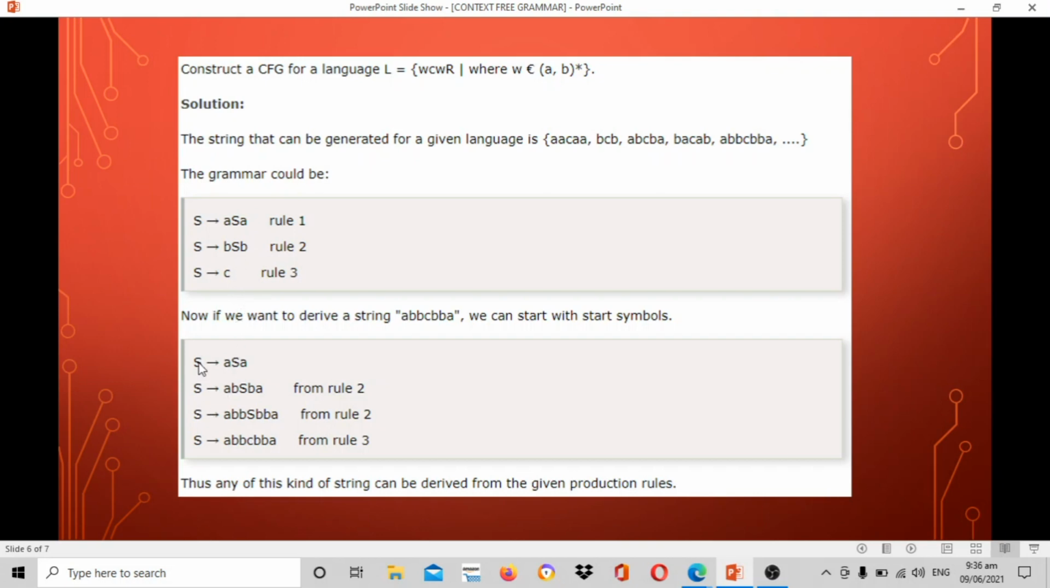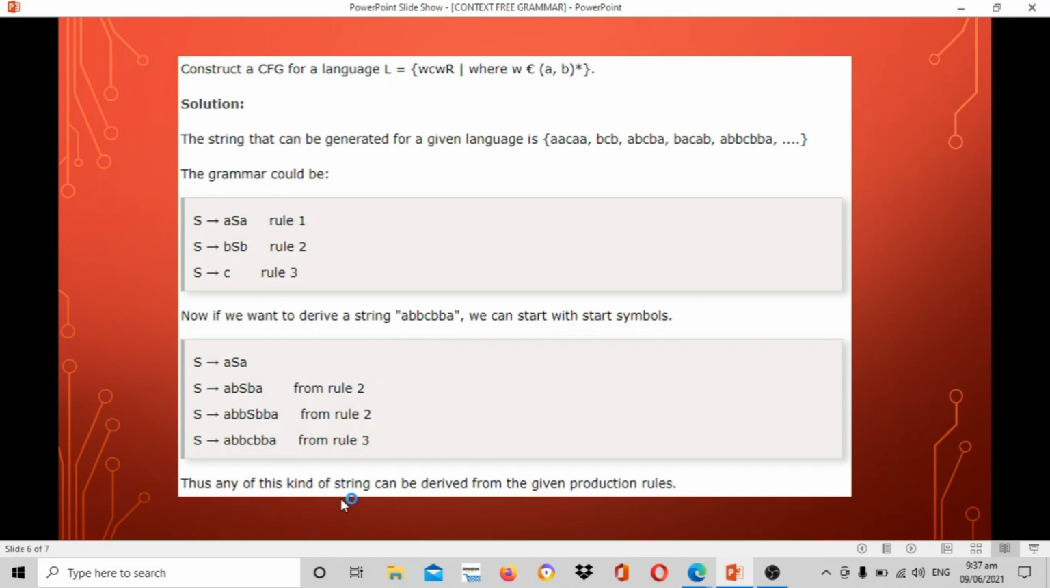Then S gives bSb, so we have an S here, so we write bSb, then we write down the a here, this is from rule number 2. Then we write down the ab, okay, then we have here S, so we write down again rule number 2, bSb, write down the ba here, this is from rule number 2. Then we write down the abb, okay. Then S gives c, because we need c here, so we get this c here. Then write down the bba. So we now already have S gives abbcbba.